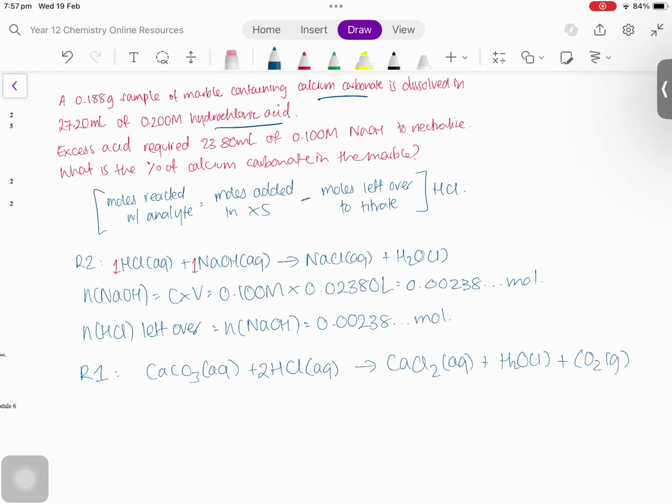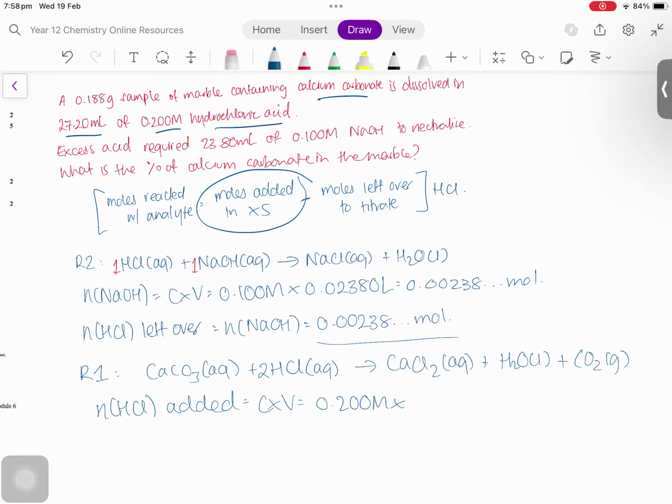I've got the moles of HCl left over from reaction 1. I can't calculate the moles that got lost in reaction 1 straight away. I have to calculate the total moles that I added at the start. So moles of HCl originally added, they give you the numbers in the question, 27.2 mL, and it was a 0.2 molar solution. C times V, 0.200 molar times 0.0272 liters. What's the total moles of HCl that you added?